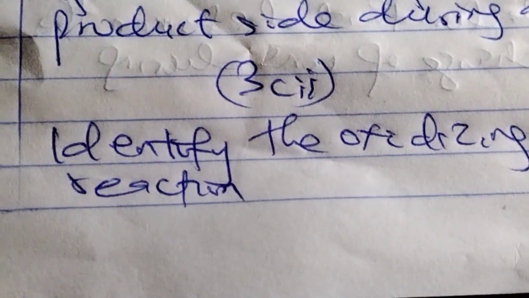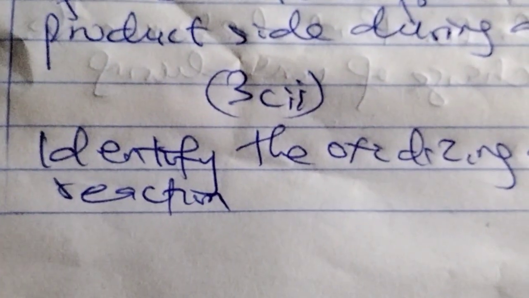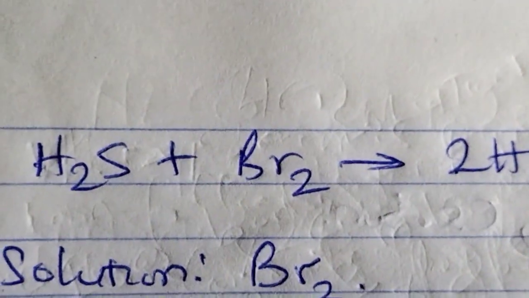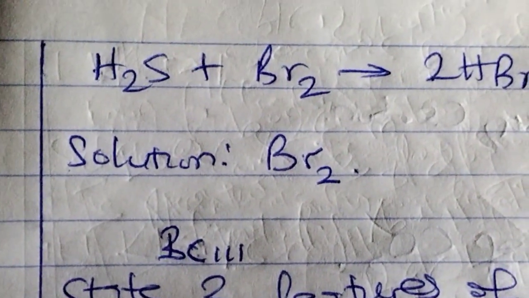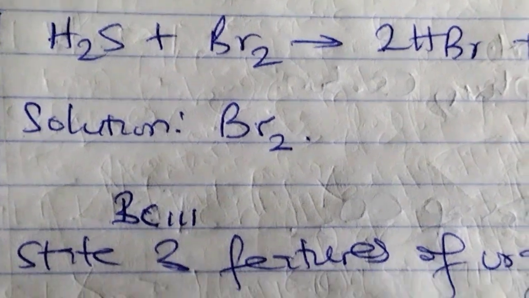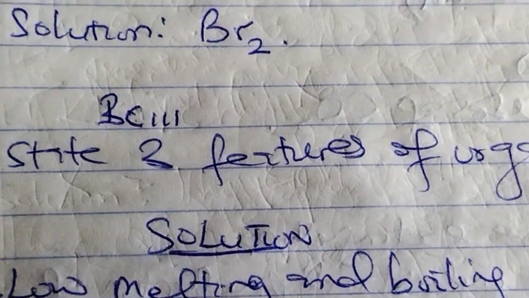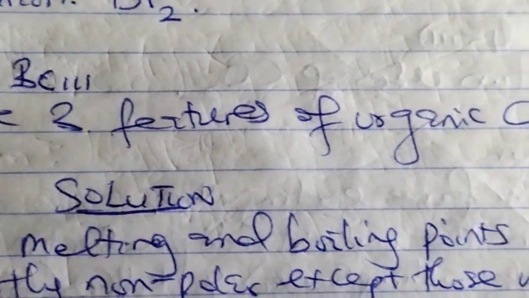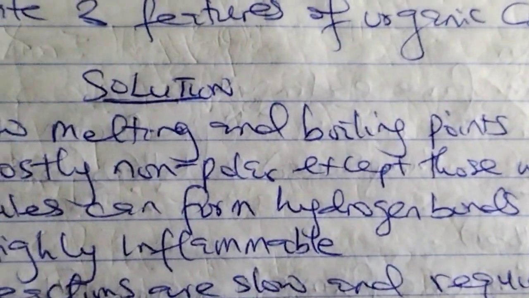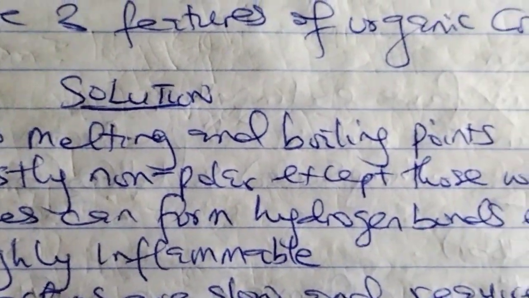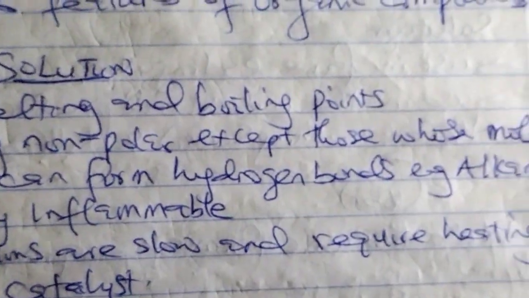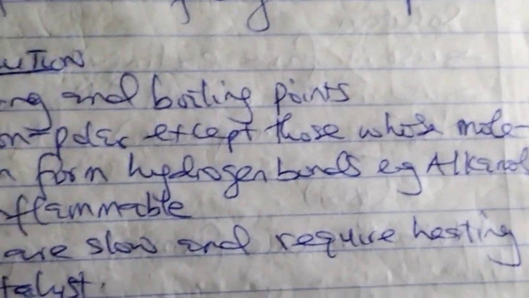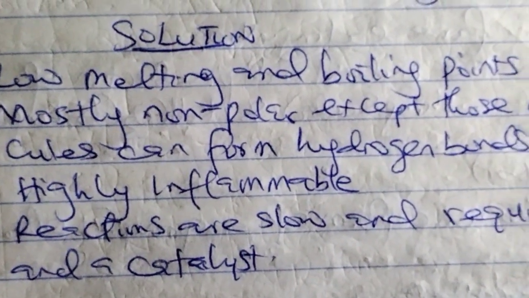3CII says, identify the oxidizing agent in this reaction. We have H2S plus bromine giving us 2HBr plus sulfur. So the oxidizing agent there is bromine, Br2. That's the agent there. So 3CIII says, state 3 features of organic compounds. Solution, number 1, low melting and boiling points. Number 2, mostly nonpolar, except those whose molecules can form hydrogen bonds.